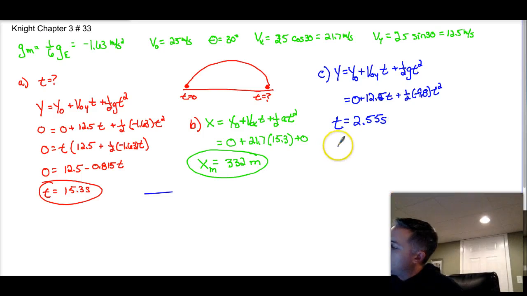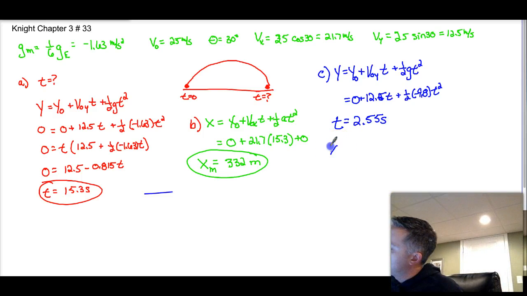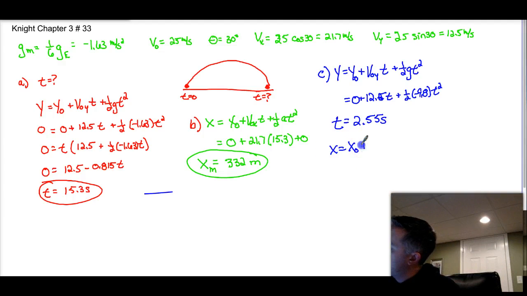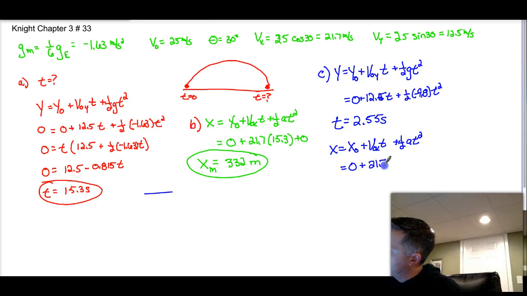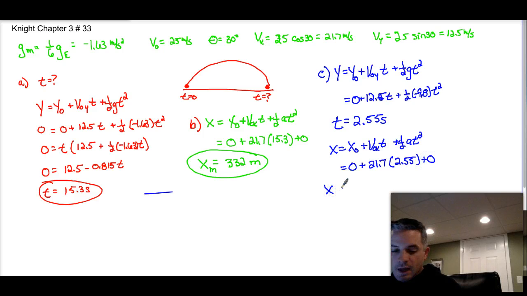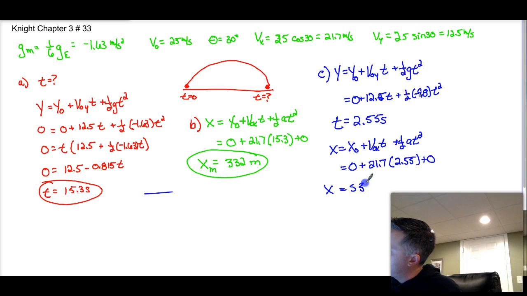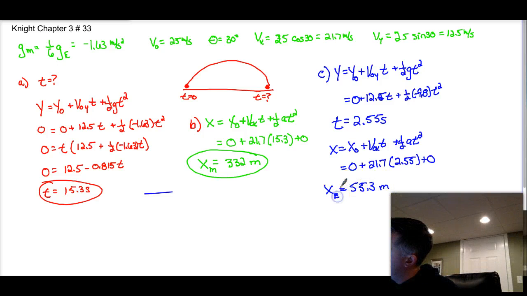We now take that information and find that new range, or x sub o plus v sub o x t plus 1/2 a t squared. So 0 plus, we're at 21.7 times 2.55 plus 0. And we find that x is now equal to, on Earth, 55.3 meters. So this is our Earth.